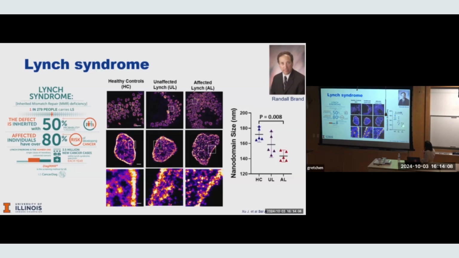Healthy control versus affected Lynch: each of these dots averages about 200 nuclei per patient. And unaffected Lynch, these are the patients with mutations but who haven't developed cancer yet. So we see a spread. One of the hypotheses is that those closer to the cancer could be the higher-risk patients, but those will require follow-up.